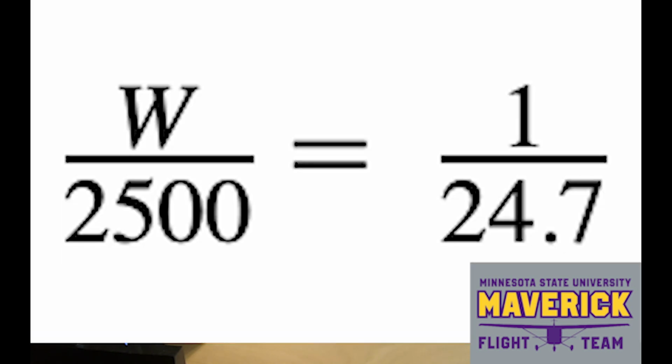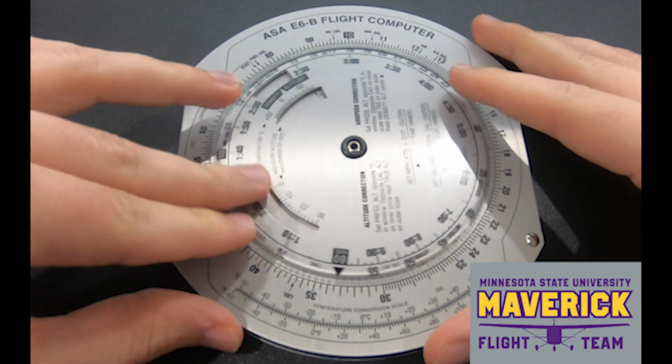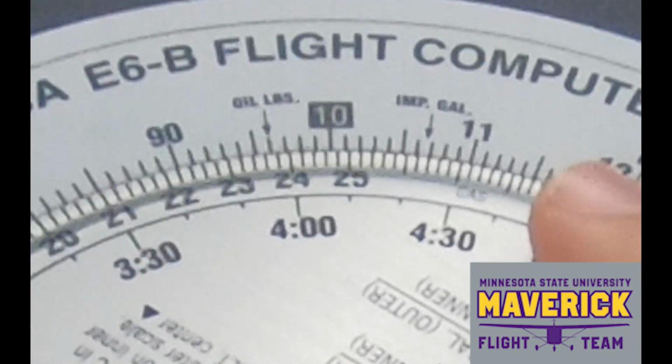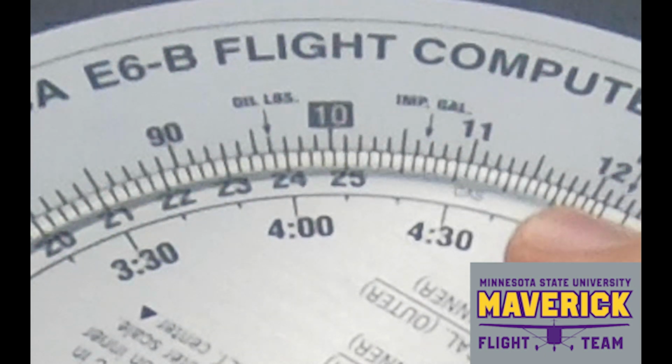We need to figure out how much we need to shift from the baggage to the rear area. So with this problem, we take 1 over the subtraction between those two. So 142.8 minus 118.1, we get 24.7. So on the E6B, you put 1 over 24.7, and then we have our total aircraft weight of 2,500 pounds.